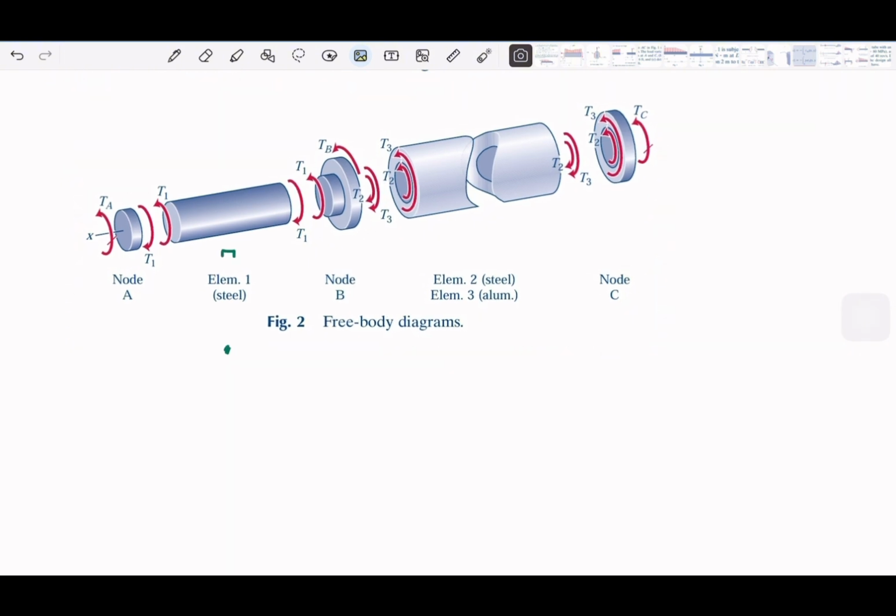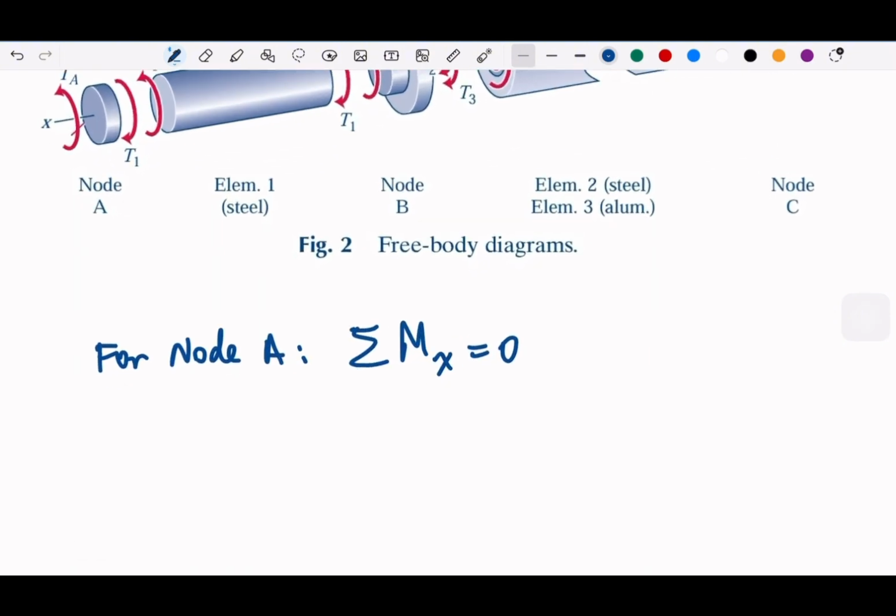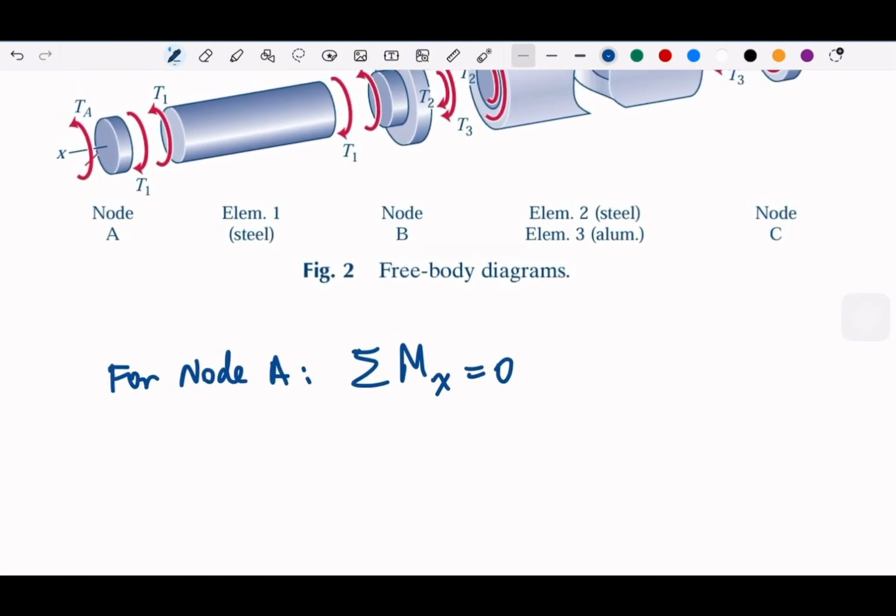Let me add here. Okay, so let me write for node A. We can write that this is okay, standard. So we say that right-hand rule. So every time we take this, and this becomes our default by system. So this is the positive one. The one that counter this will be negative. Okay. So TA will be positive, and T1 will be negative. So TA minus T1 is 0.